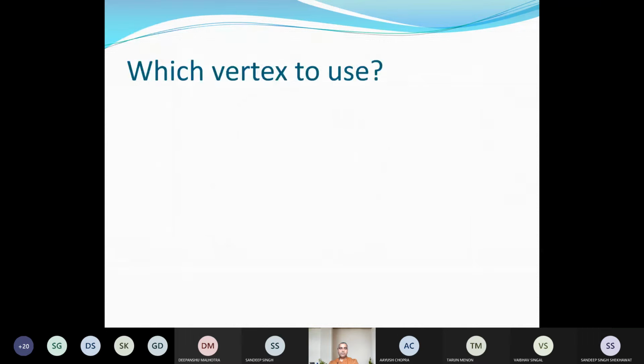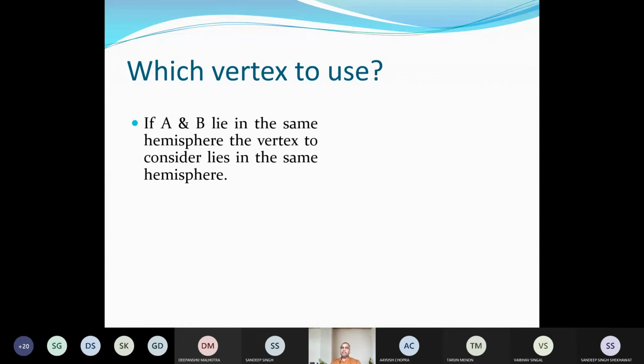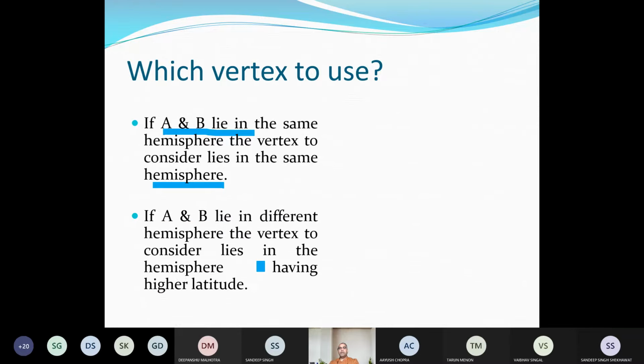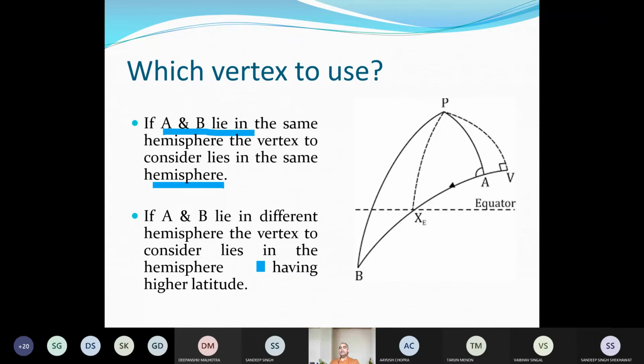Now, the first question which would come in our mind is, as I told you, every great circle will have two vertices, one in the north hemisphere, one in the south hemisphere. So which vertex should we use for our calculation? It is selected exactly in the same way as we selected the pole of the PAB triangle. If both your positions, position A and position B, lie in the same hemisphere, the vertex to consider also lies in the same hemisphere. Both positions are in north hemisphere, you will take the vertex of north hemisphere only. If A and B lie in different hemispheres, A is in north hemisphere, B is in south hemisphere, the vertex to consider lies in the hemisphere which has the higher latitude.